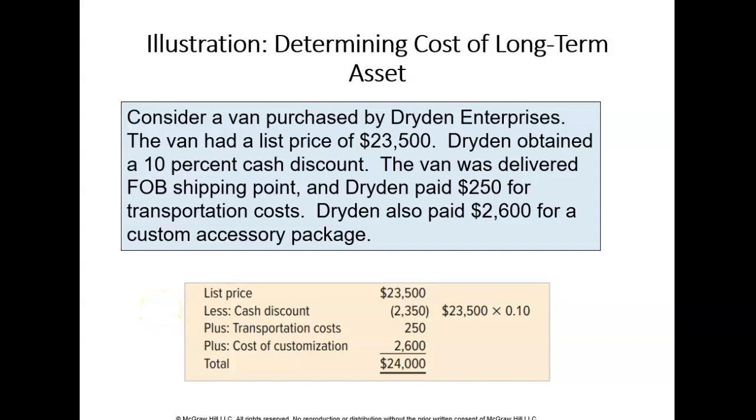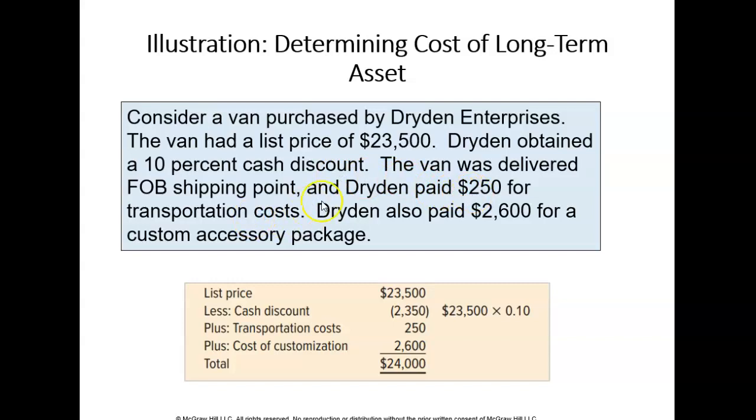And we're back. So let's begin doing the calculations on how to record what's known as depreciation expense using those different methods for depreciation. So we have a van that was purchased by Dryden Enterprise. The van has a list price of $23,500. We obtained a 10% cash discount from the list price. The van was delivered FOB shipping point, and we paid $250 for delivery.